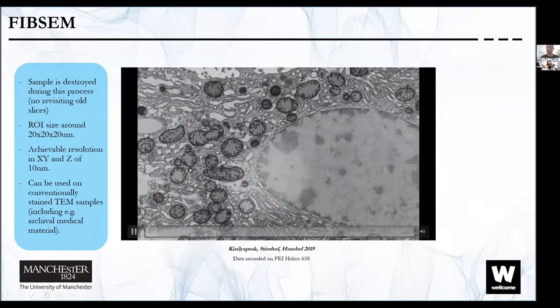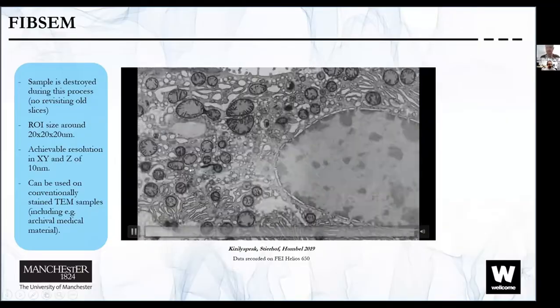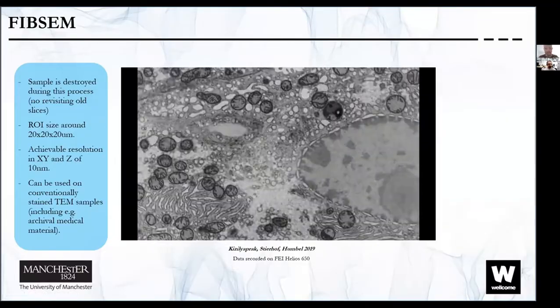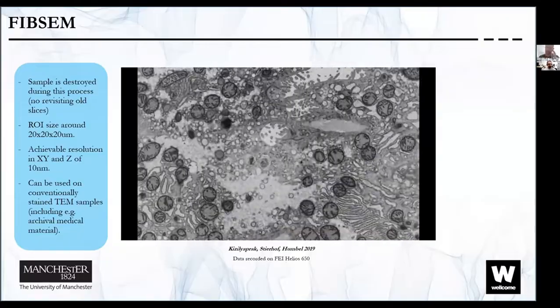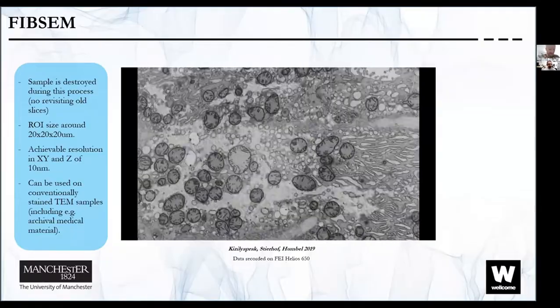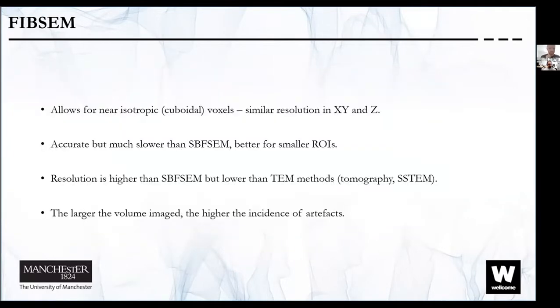One of the main problems with this technique is that it takes a long time, because unlike SBF-SEM, where your knife comes across and does all the hard work for you, here you have to wait for the focused ion beam to mill things away, and it's quite slow. But yeah, the resolution is higher than with SBF-SEM. We're talking maybe 10 nanometers in X, Y, and Z, which isn't the best, but it's still relatively high. It's accurate, but it's slower than SBF-SEM.